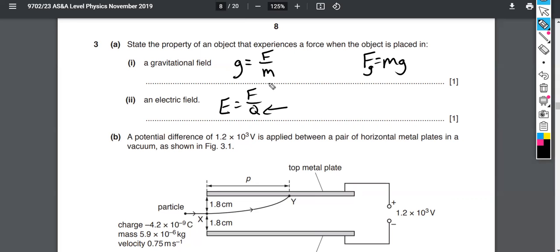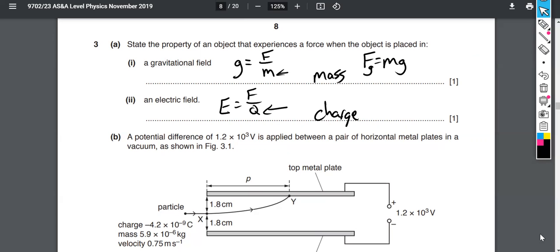The mass is the property of the object that experiences a force in a gravity field. So the answer that you should have written down on this line would be mass, right? Mass experiences a force in a gravity field. Charge experiences a force in an electric field, right? So mass for a mark there, charge for a mark there, and really there's no other correct answer than that. If you didn't get those marks, but this idea is making a lot of sense to you, then awesome, right? That's what we do. We learn from our mistakes. So I didn't get that right, but now I'm learning.